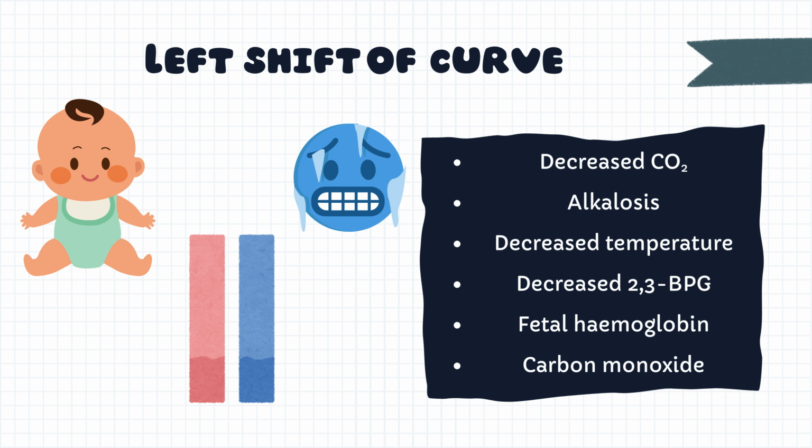Carbon monoxide poisoning. CO binds to hemoglobin about 200 times more strongly than oxygen. It blocks binding sites and causes a severe left shift. Even if PaO2 appears normal, oxygen delivery is dangerously impaired. Left shift equals less oxygen delivery to tissues, so even when the blood looks well oxygenated, the tissues may be hypoxic.